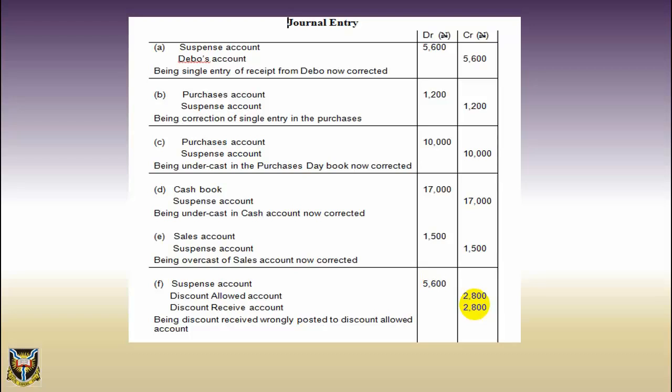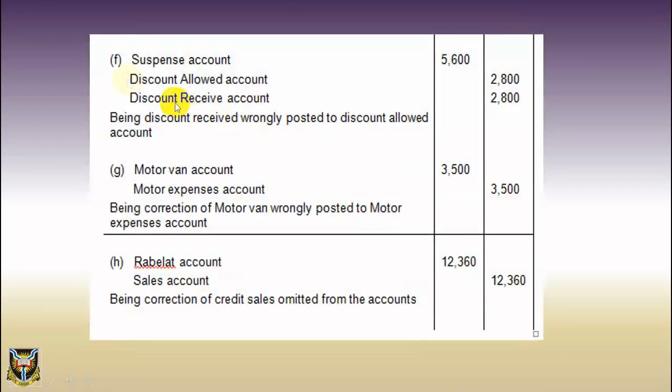F. Suspense account, discount allowed account, discount received account, being discount received wrongly posted to discount allowed account. DR 5,600, CR 2,800, 2,800. G. Motor van account, being correction of motor van wrongly posted to motor expenses account, DR 3,500, CR 3,500.